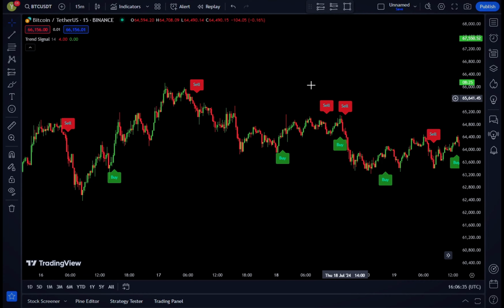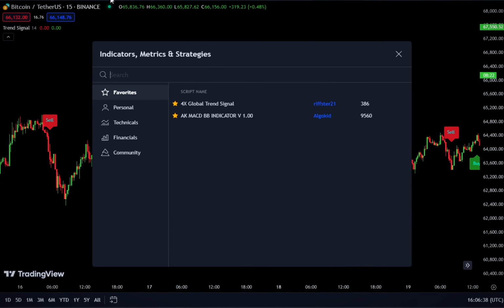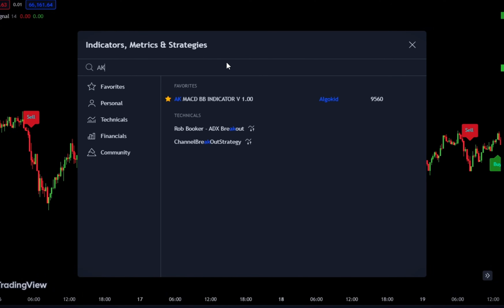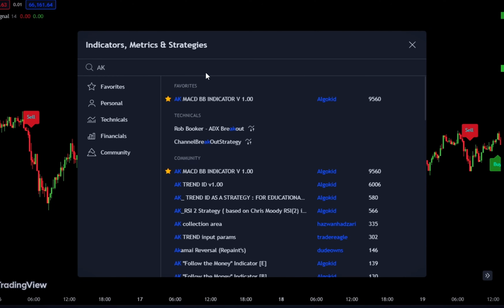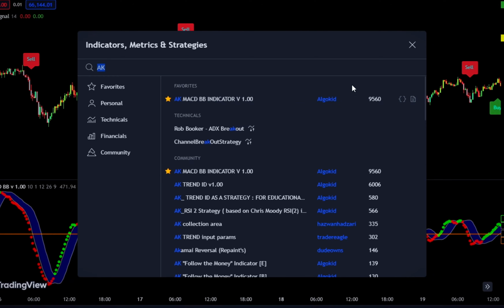Now, add the second indicator, which will be used as a filter for the signals that appear. Go to the Search Indicator tab and type in AKMACDBB indicator. Select AKMACDBB indicator by Algo.